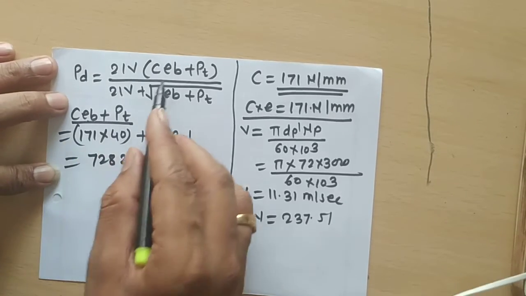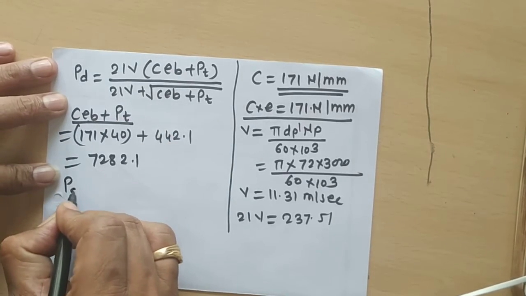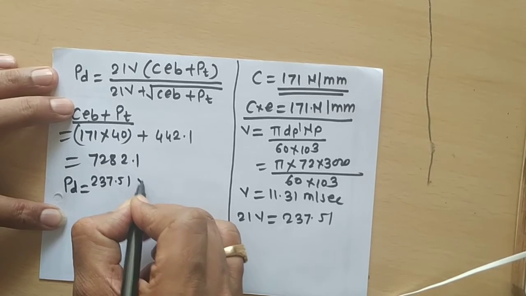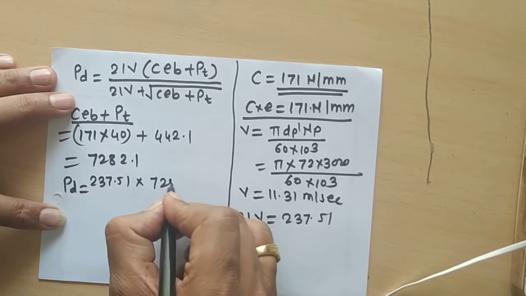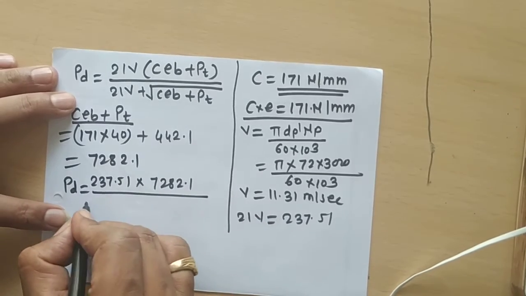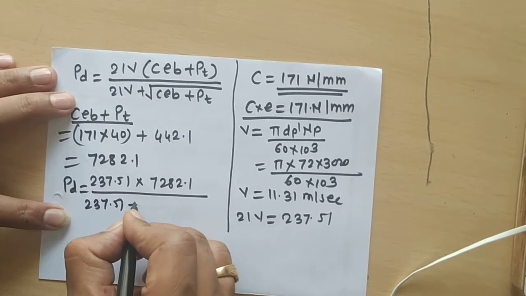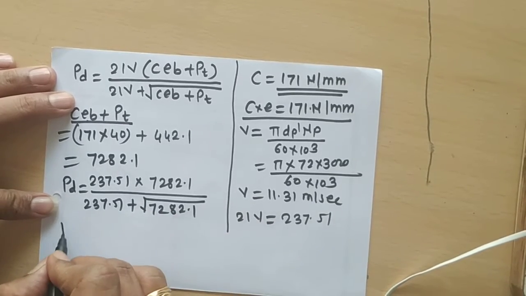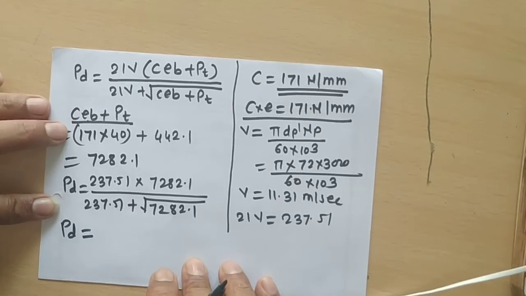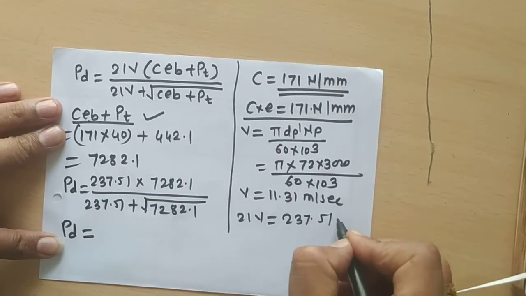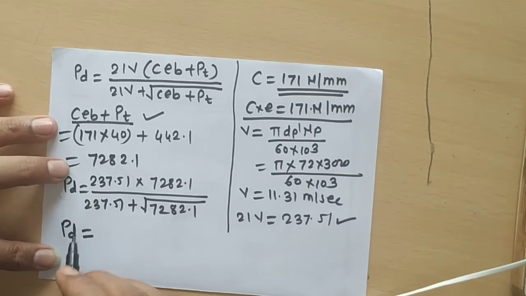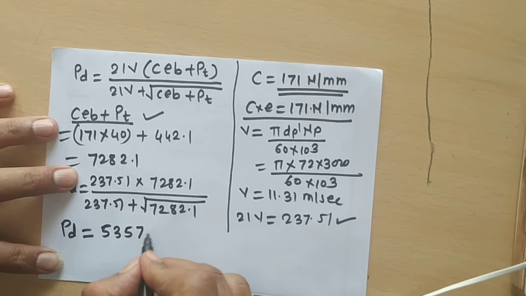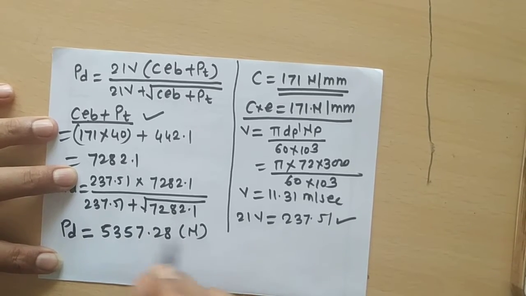Now put the value of CEB plus PT and 21V in PD, that is dynamic load. Dynamic load is equal to 237.51 into CEB plus PT, which is 7282.1, upon the same 237.51 plus under root this term, that is 7282.1. These terms are found for simple calculation. Now PD by calculating is 537.28 Newton. This is the value of PD.